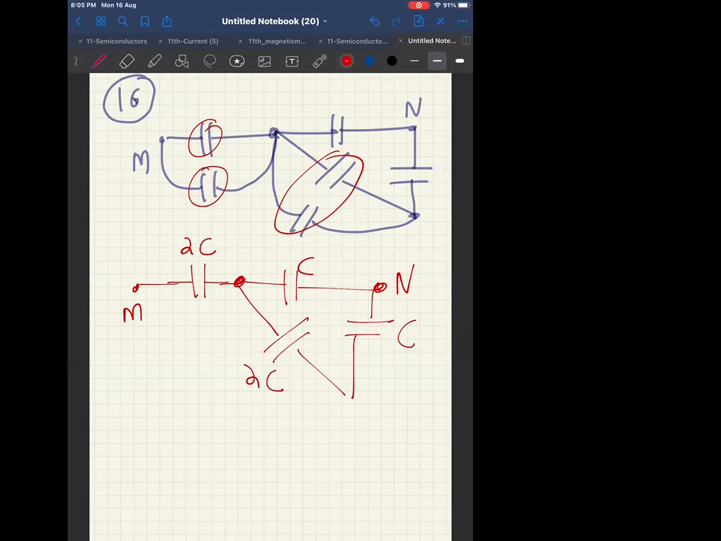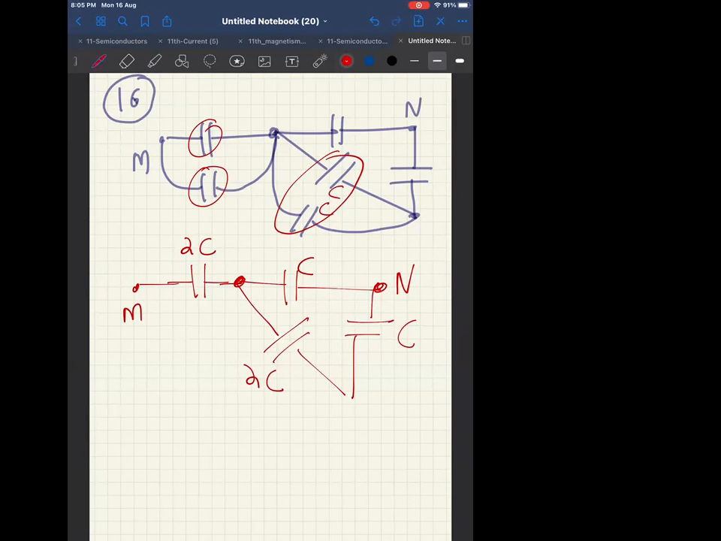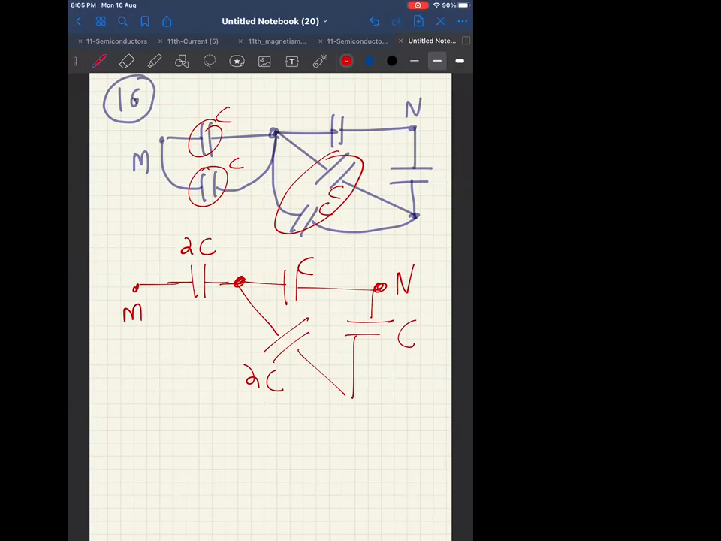Sir, can you show how it is 2C? This is C and this is C. In parallel, they add up, therefore it will become 2C. Here also, this is C and this is C. In parallel, they add up, so it will be 2C. Clear? Yes. Now, 2C and C are in series.